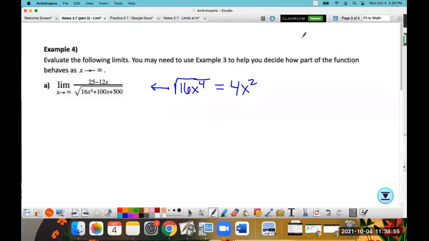Okay, so when we take the square root of 16x to the fourth, we get 4x squared. Does that need the absolute value? No, why not? What kind of values does 4x squared put out? All positive. So it's not going to change signs regardless of what kind of number we put in. So just leave it as 4x squared, even if you were doing x approaches negative infinity. Hint, hint, wink, wink for the next one.